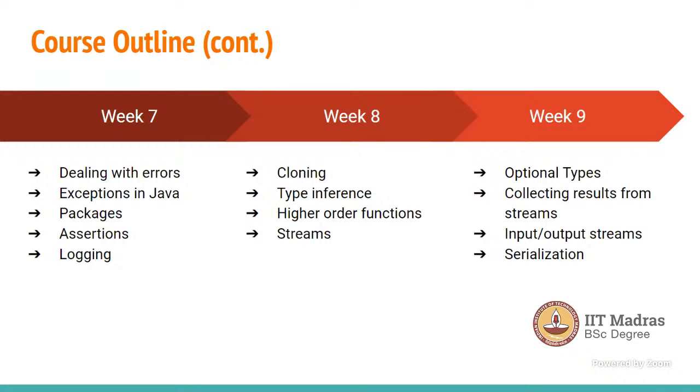Serialization and input output streams are mainly the file handling part. You know that in Python you all have learned how to write and read a file. Java does that in a much more detailed way. In Python, you would just write a with open and read and write from the file. In Java, you can do that in a much more customized way. That is done using serialization and input output.